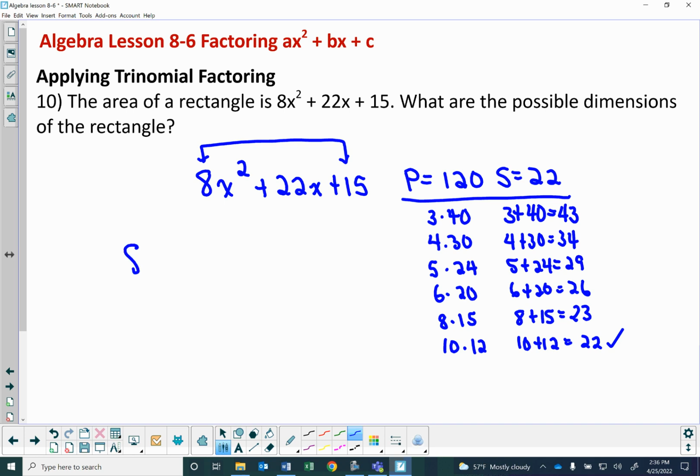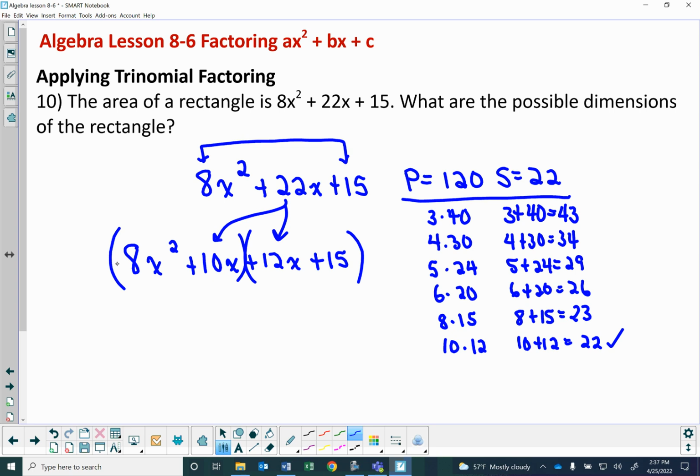So I'm going to have 8x squared plus 10x plus 12x plus 15. All I did was rewrite 22x as 10x plus 12x. Group first 2, last 2. Greatest common factor out of 8x squared plus 10x is a 2x. 8x squared divided by 2x, 2 goes into 8 4 times, x squared divided by x is x. 10x divided by 2x, 2 goes into 10 5 times, x divided by x is 1, so it's just 4x plus 5.